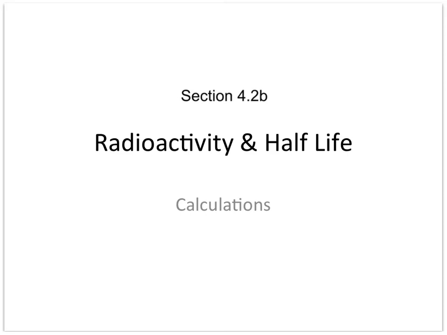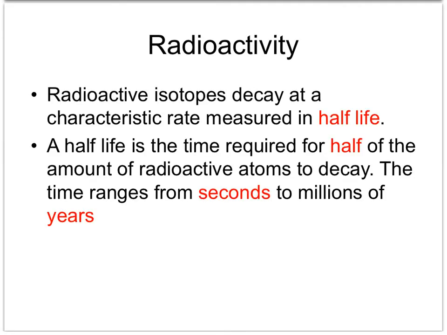This is section 4.2b, where we will look at radioactive atoms and how they decay through a process called half-life. Remember that radioactive atoms or isotopes have an unstable nucleus, and they will release particles and/or energy in order to stabilize. They do this through a characteristic rate called half-life. A half-life is the time required for half of the amount of the radioactive atoms to decay, to stabilize. The time ranges from seconds to even millions of years.